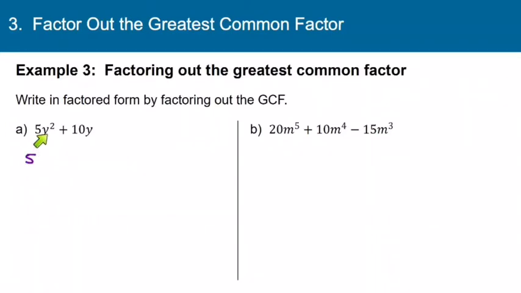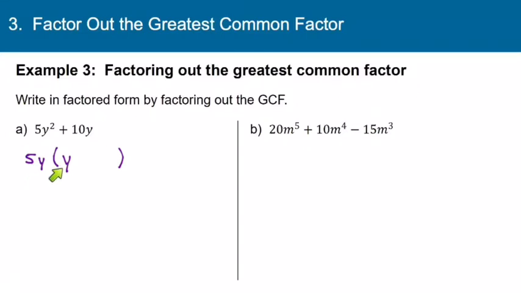Here I have y to the second power, and here I have y to the first power. So remember, whenever the variable is common to all the terms, we put the smallest power of that variable in our GCF. So now I know that the GCF is 5y. In other words, I need to undistribute a 5y from this expression. So my parentheses are going to need to hold two terms, and I ask myself, what would I have to multiply by 5y to get 5y squared? And the answer is y.